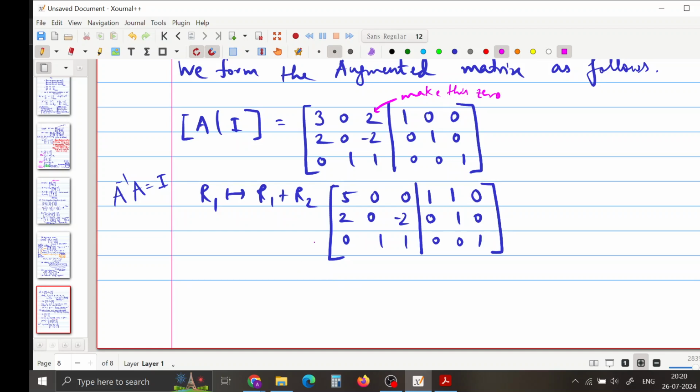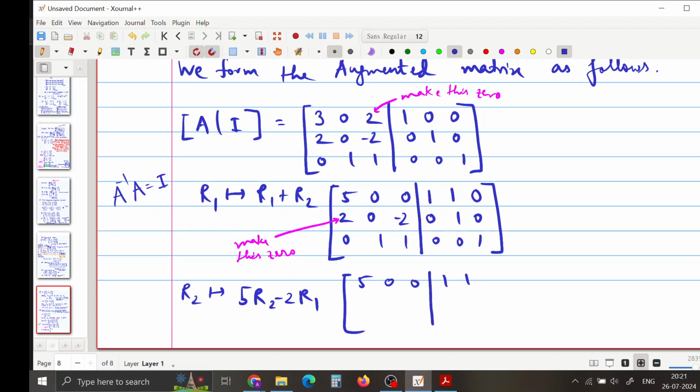Now what I can do, I can make this entry 0. I mean, it's just one way. You can follow a different approach as well. So for making this 0, what I chose is R2 changes to 5 times R2 minus 2 times R1. Again, I am combining the two row operations together actually. Okay, so if you do this, you will get 1 1 0.